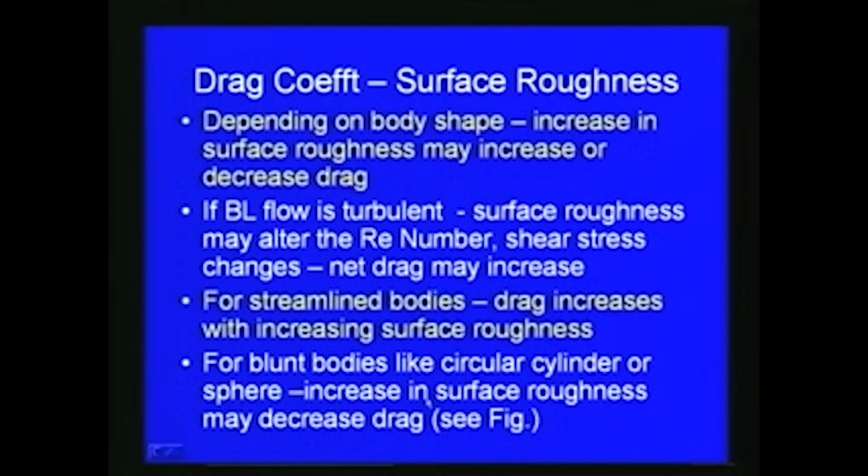And for blunt bodies like a circular cylinder or sphere, an increase in surface roughness may decrease the drag. This depends upon the shape of the body, whether it is a circular cylinder or sphere. Sometimes, depending upon the case, an increase in surface roughness may decrease the drag.